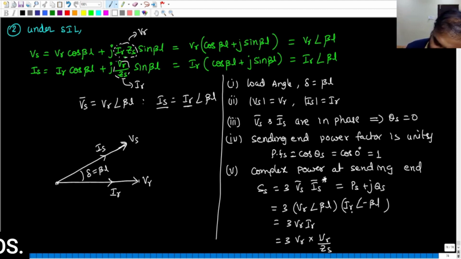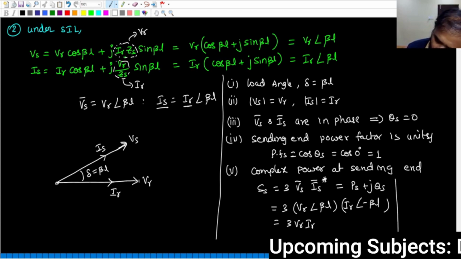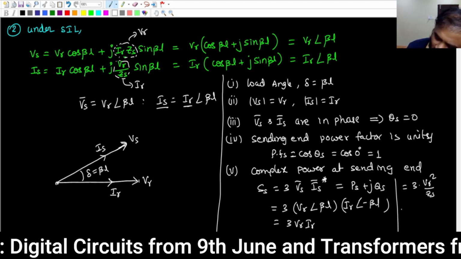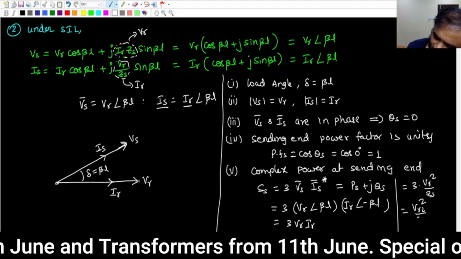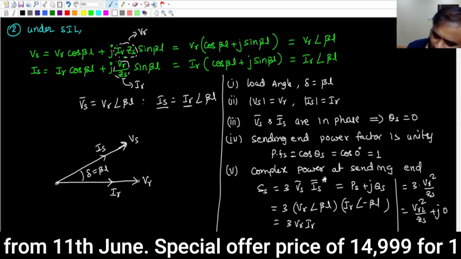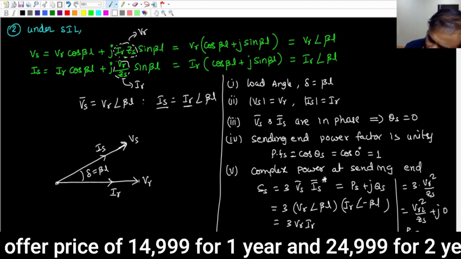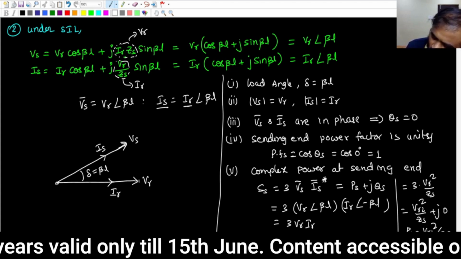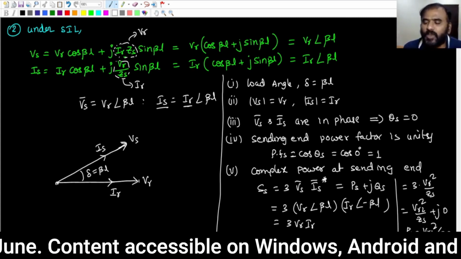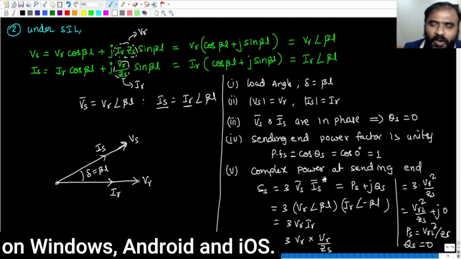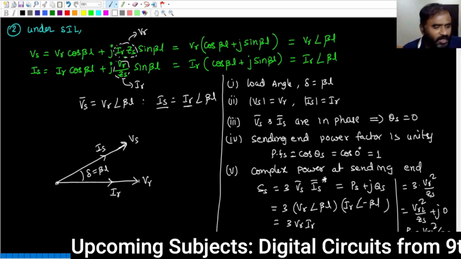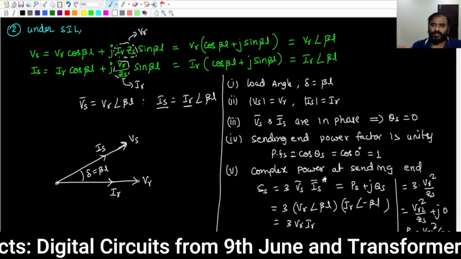Now, continuing, we can write 3 into VR square by ZS. Simply, 3 VR square by ZS. This is the real part. What about the imaginary part? 0. That means PS is 3 VR square by ZS, and QS is 0. That means under surge impedance loading, the line draws only active power from the sending end, but no reactive power. That's what I can write. Okay, clear? If you have any doubt, you can check this derivation. I hope you understand this. Just go through it.